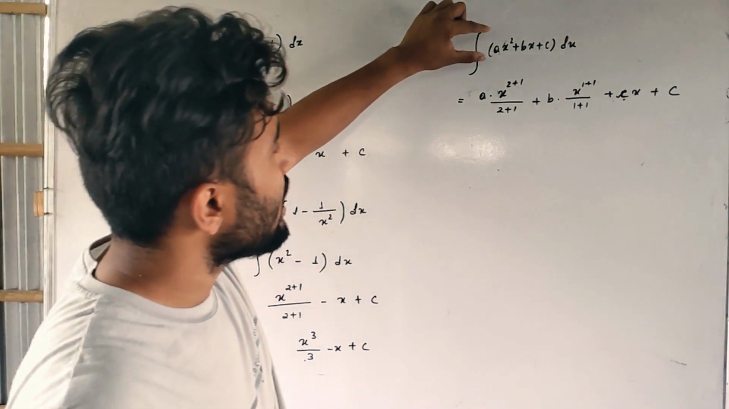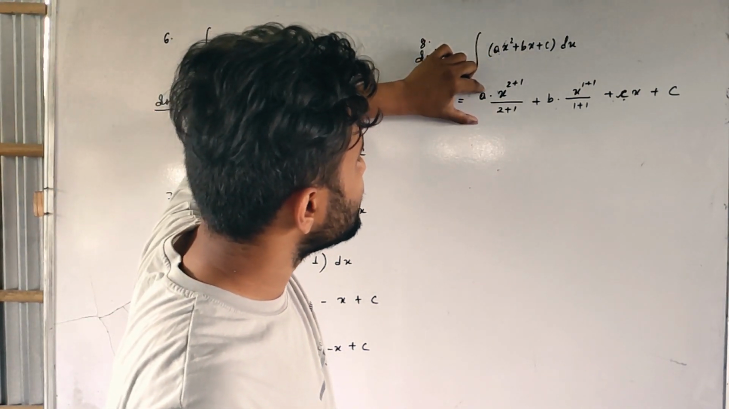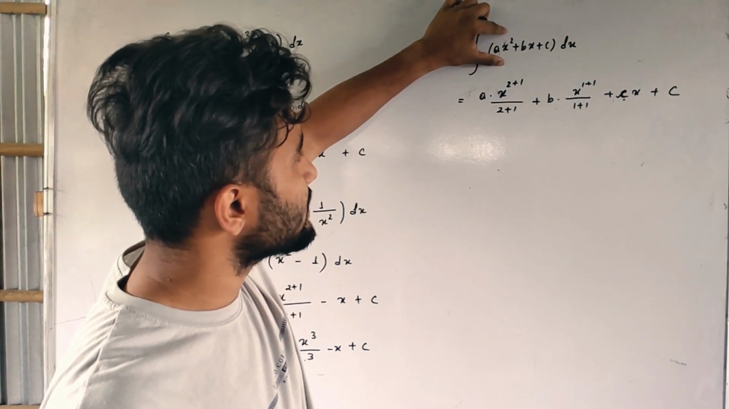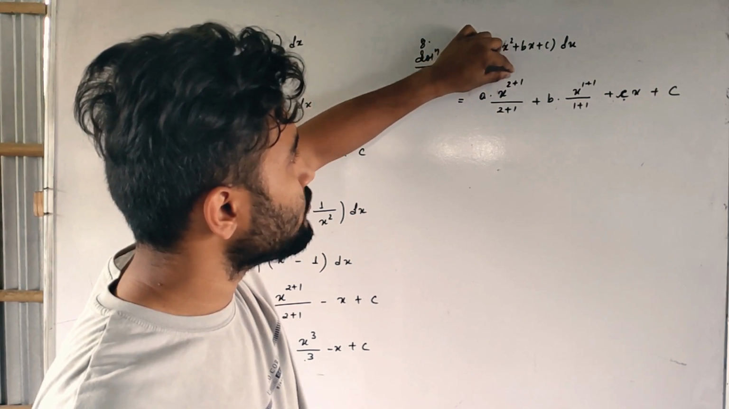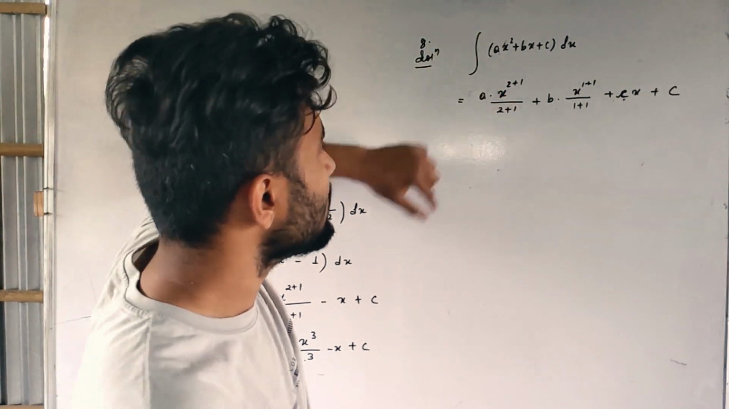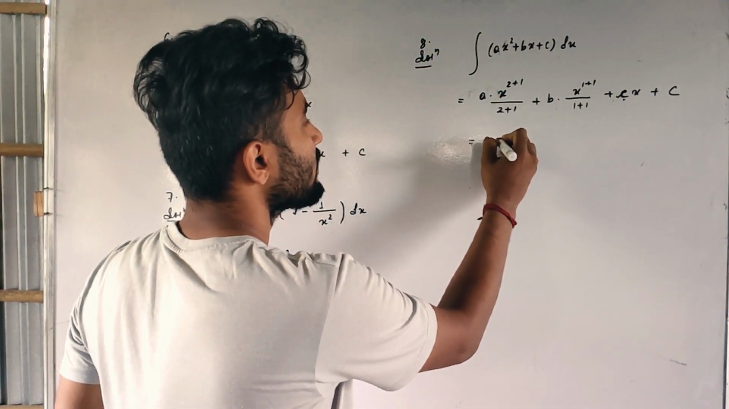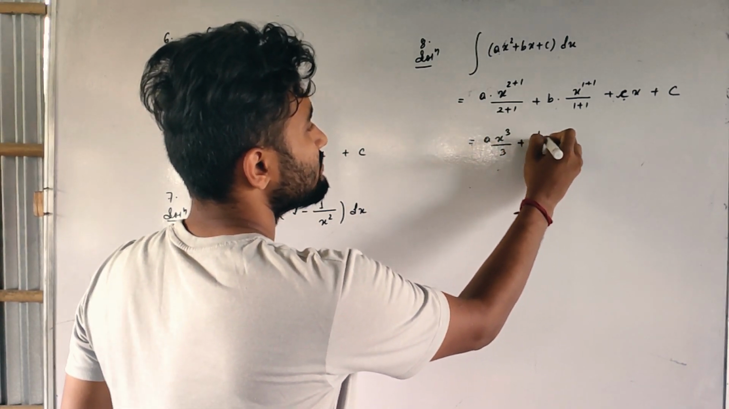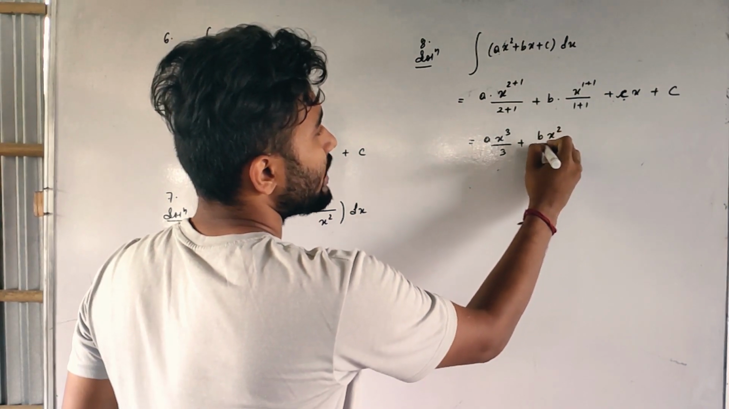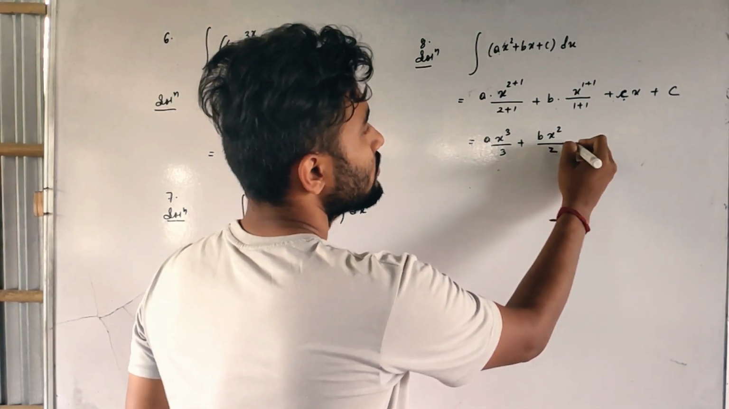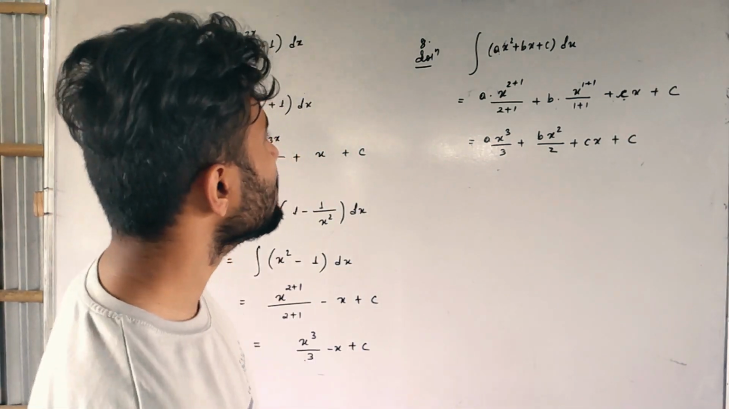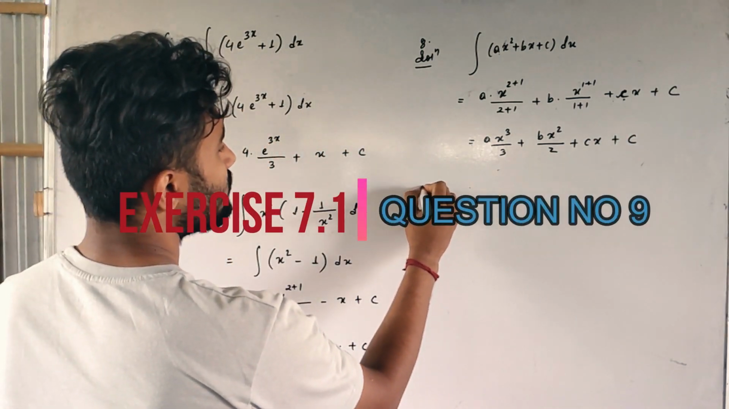So directly we can break this question. a is the coefficient, the scalar part. No need to integrate this. The function is x square. x square will be what? x cube, 2 plus 1 by 2 plus 1, means the answer will be what? a x cube by 3 plus b x square by 2 plus cx plus what? C. Done. Let us see question number 9.